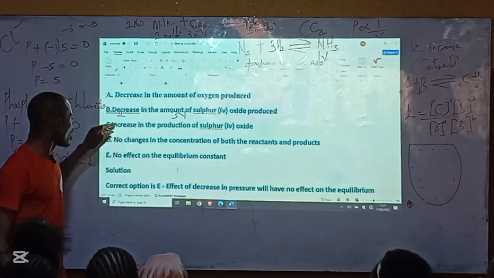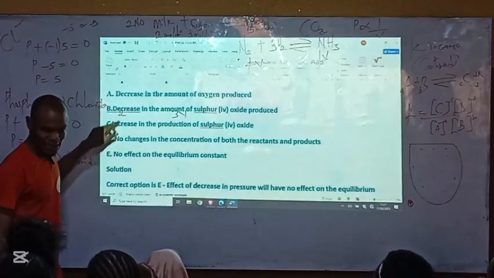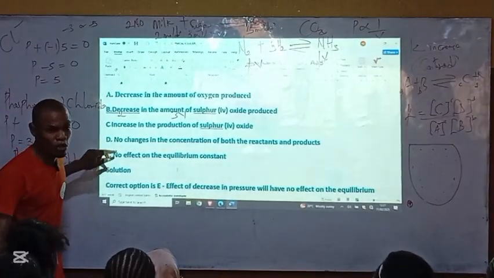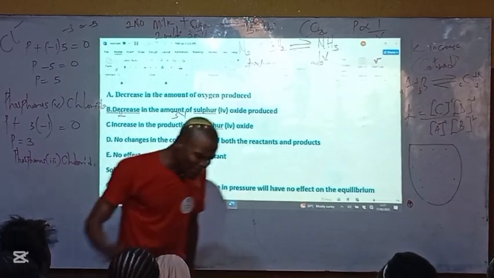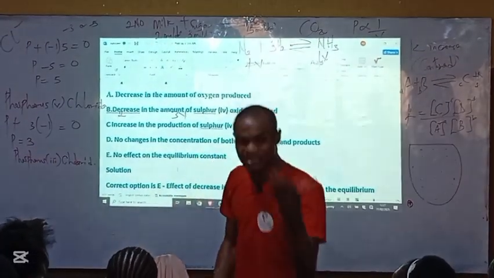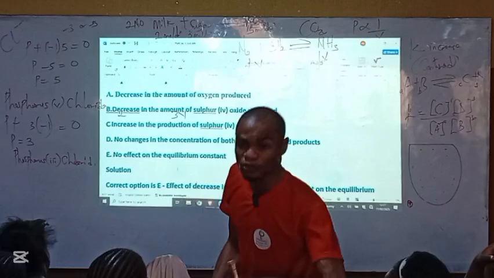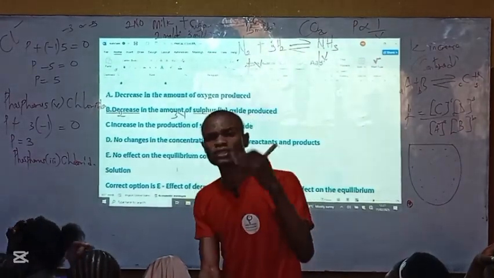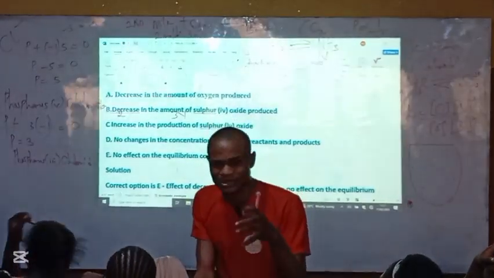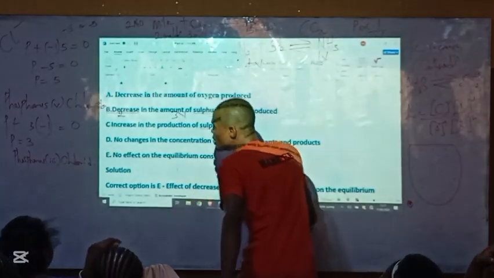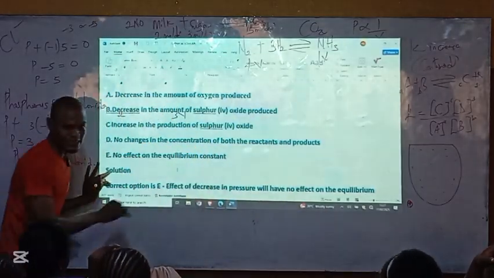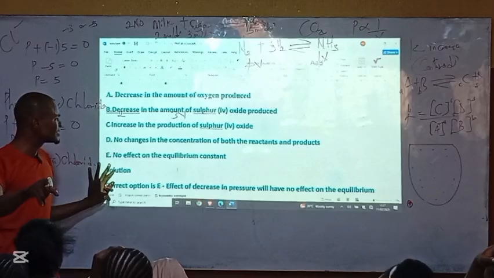Now look up. Options C and E are likely to be correct, because pressure does not affect the equilibrium constant. It's only temperature that affects the equilibrium constant. When I was teaching, I didn't mention that concentration and pressure affect the equilibrium constant. Pressure and concentration do not affect the equilibrium constant. It's only temperature. So no effect on the equilibrium constant is still correct.